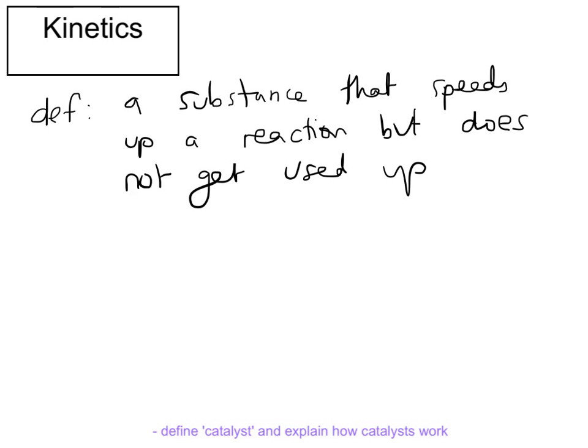Now it's important that this word up is used, and I'll explain why. If you just said a substance that speeds up a reaction but does not get used, that is incorrect, because the catalyst does get used, it's just it gets remade again at the end. So you've got to say it doesn't get used up, because that word up basically makes this definition imply that it does get made again. So you've got to use the expression used up, not just used. So a substance that speeds up a reaction but does not get used up. You could say a substance speeds up a reaction but is not chemically changed at the end. That would be okay as well, but I would stick to this definition if I was you.